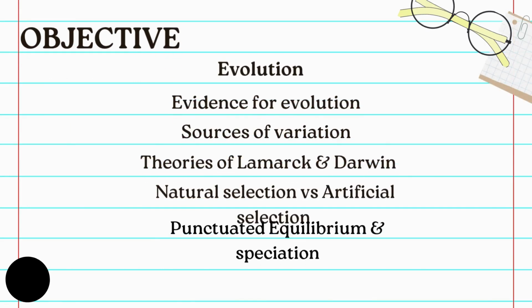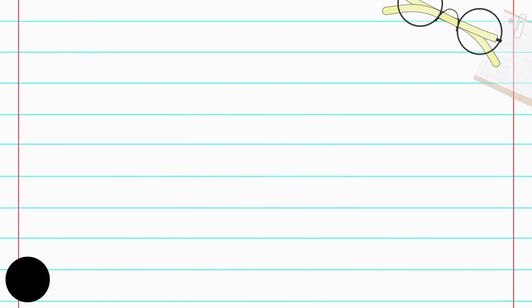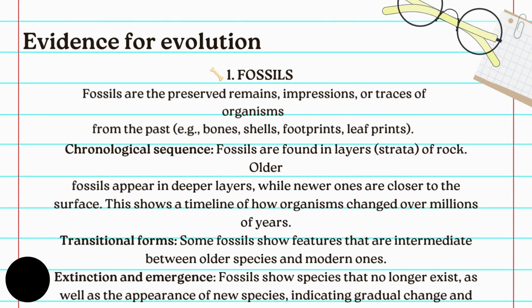So let's not ramble too much today. Let's just get into it. We are going to be doing evolution. We're going to be looking at the evidence of evolution, sources of variation, theories of Lamarck and Darwin, natural selection versus artificial selection, punctuated equilibrium and speciation, and what is reproductive isolation. So let's get into it.